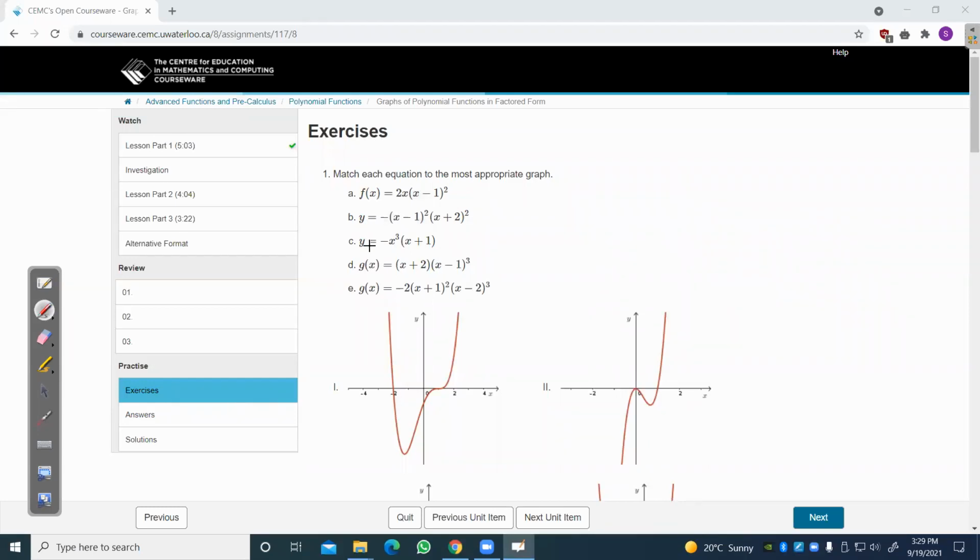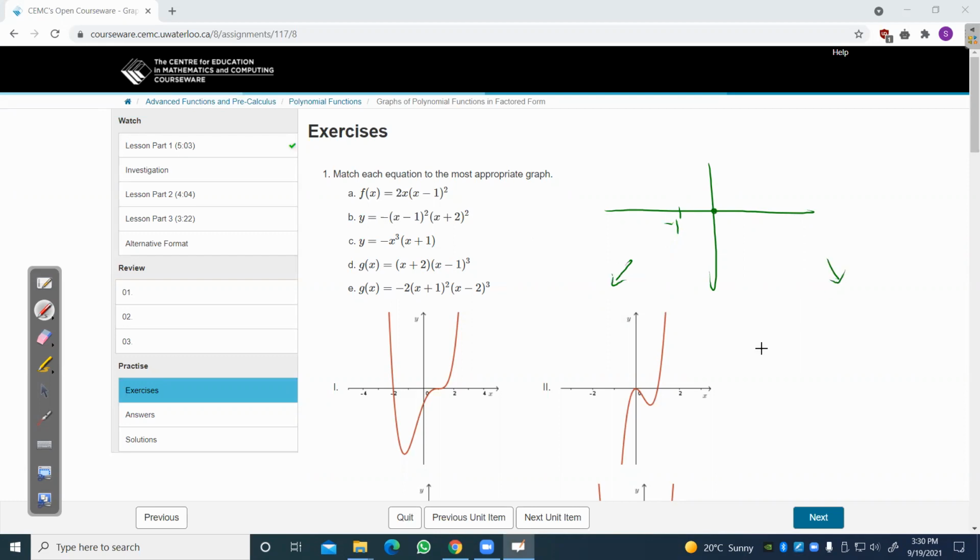Would you go about C the same way? Same way. We know it's a negative quartic, degree 4, with x cubed and x. We know the first zero is at 0 and the next zero is at negative 1. But there's another trick I'll let you in on. Again, it goes from quadrant 3 to quadrant 4, negative quartic.